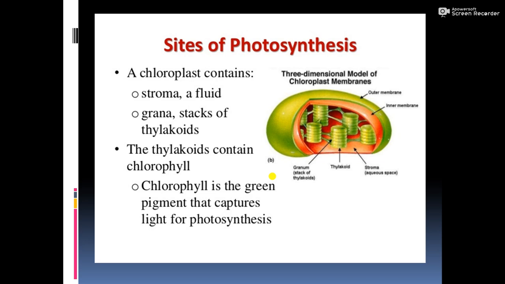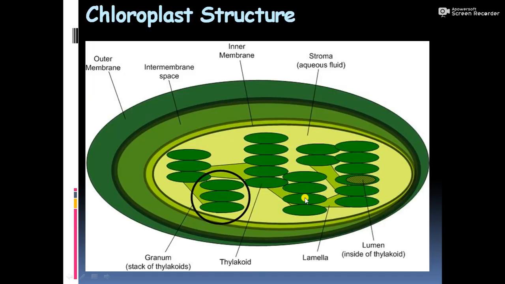Now let's look at the internal structure of the chloroplast. A chloroplast contains a stroma, a fluid, and grana, a type of thylakoid. The thylakoid contains chlorophyll, and chlorophyll is the green pigment that captures the light for photosynthesis. So here we can see a three-dimensional model of chloroplast. That's the outer membrane, inner membrane, and those are the grana, granum thylakoids. Grana are joined together with lamella, and in the matrix we have stroma that contains a lot of enzymes for converting solar energy to chemical energy. This is the internal structure of the chloroplast.